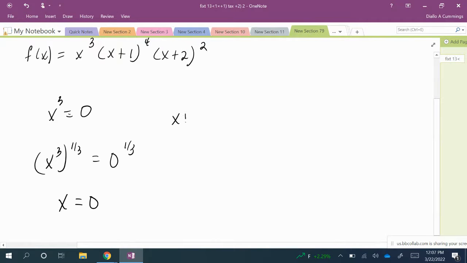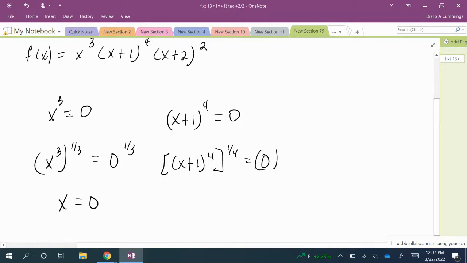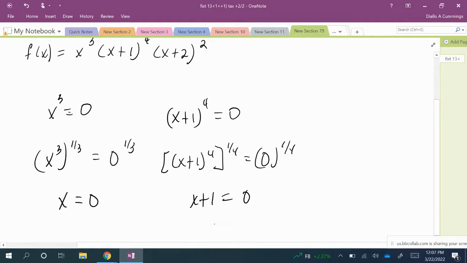Next, we'll take the second factor and set that equal to 0. Now we'll raise both sides to the 1/4 power. On the left-hand side, x plus 1 raised to the fourth power raised to the 1/4 power gives us x plus 1. 0 to any power is 0. We'll solve for x by subtracting 1 from both sides, and we have our second zero, -1.